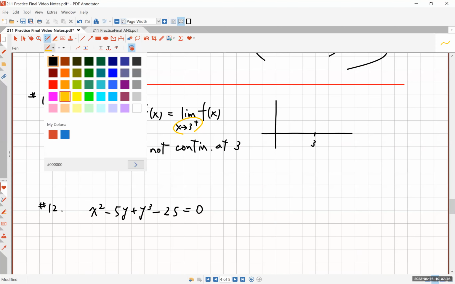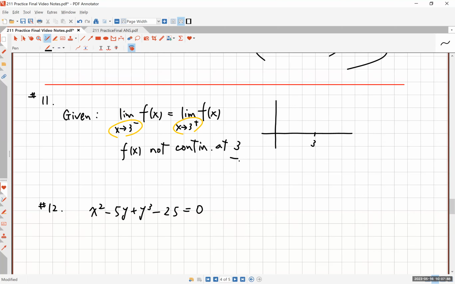And the next thing is it's not continuous at 3. So how could that happen? Well, the fact that f of x is approaching the same value, whether you approach it from the left or from the right, tells you that the picture has to look like this. So it could be continuous. If you have a continuous function here, certainly this would make sense. And in fact, if it is continuous, this condition has to be true.